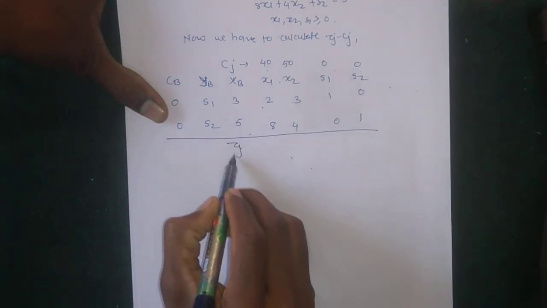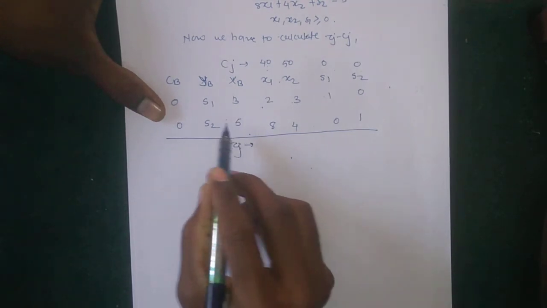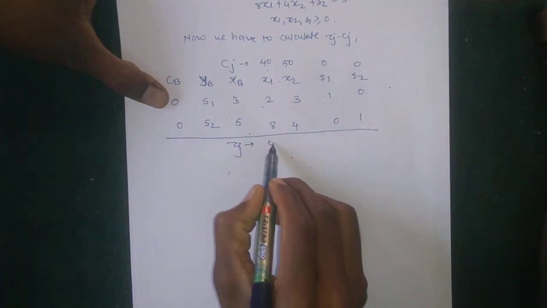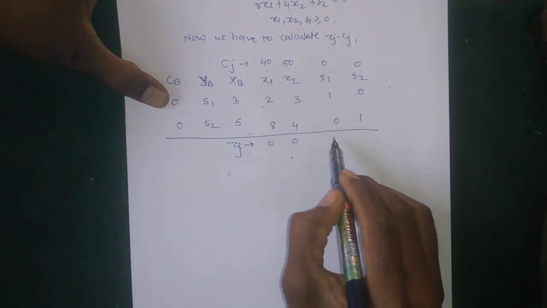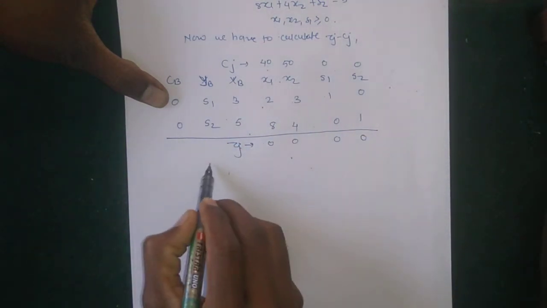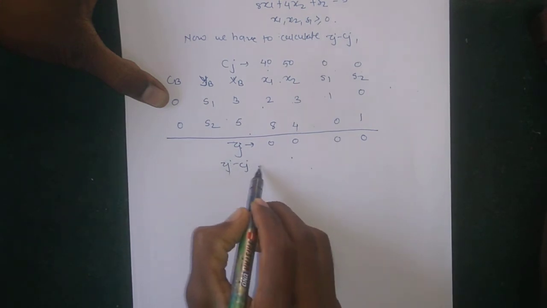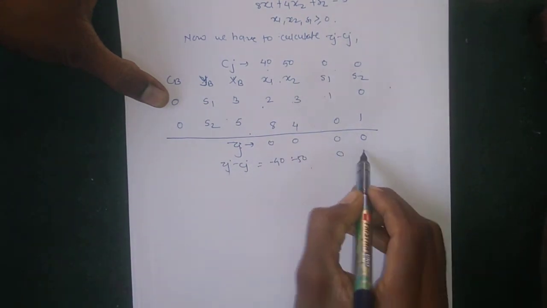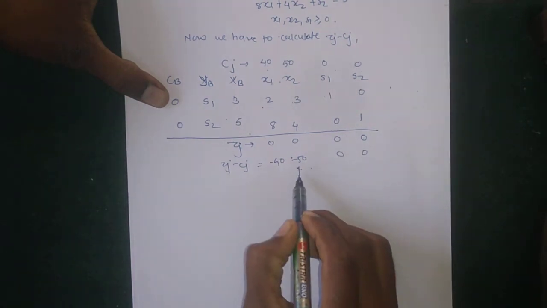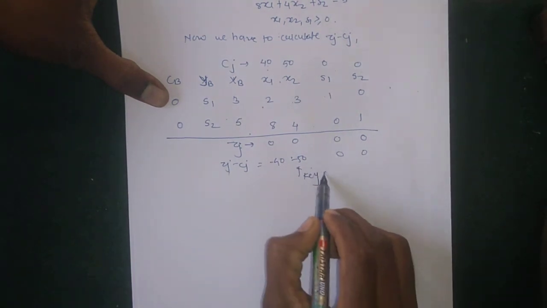Okay, firstly draw zj. zj is 0, 0, because the cb column is 0, therefore all entries are 0. Then zj minus cj is equal to 0 minus 40, minus 50, then 0, 0. Okay, so this is most negative, this is our key column.